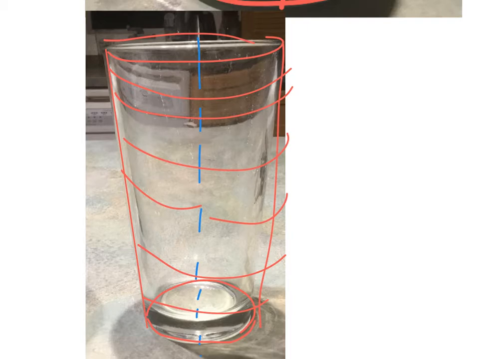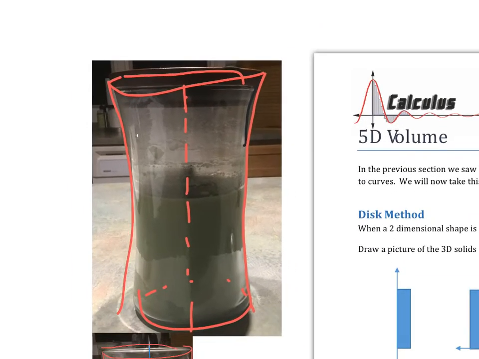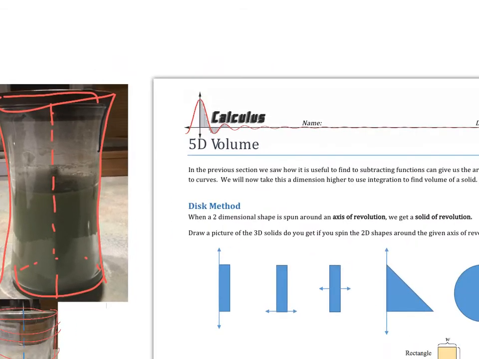Now this one is called a frustum of a cone. It's a cone with a little bit of it cut off, like this little bit down here was cut off. This one is more of a hyperbola or a parabola that is rotated.